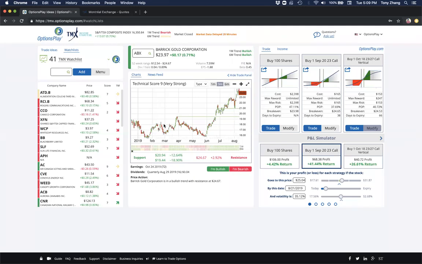Can Options Play send me a text or email when a stock on my watch list hits a certain price? So Ash, that's not a service that we currently offer, but that's a service that many brokerage firms offer. So I would talk to your broker. You might be surprised. Your broker probably already provides some type of service similar to that.